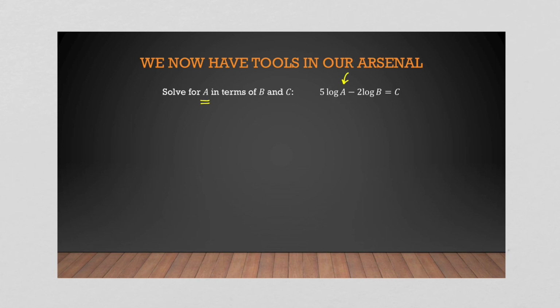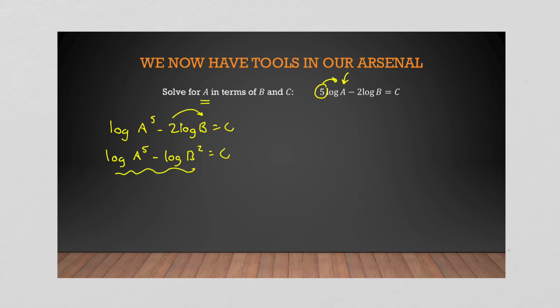So first thing I'm going to do is take this 5 and put it back up to a power. So now I have log a to the 5 minus 2 log b equals c. Now I'm going to take the 2 and put that back to a power. So I have log a to the 5 minus log b squared. And now I can put these back together.